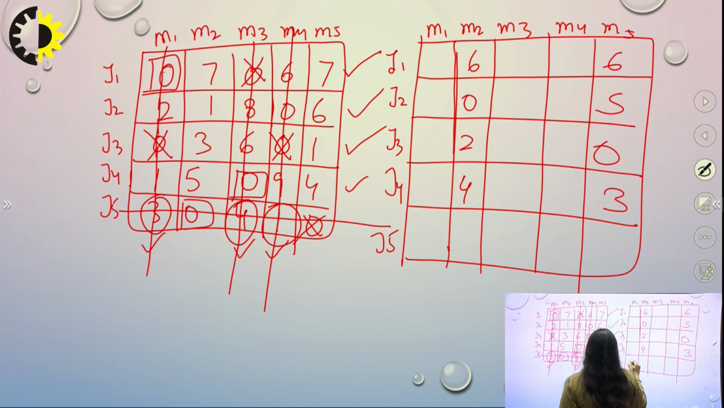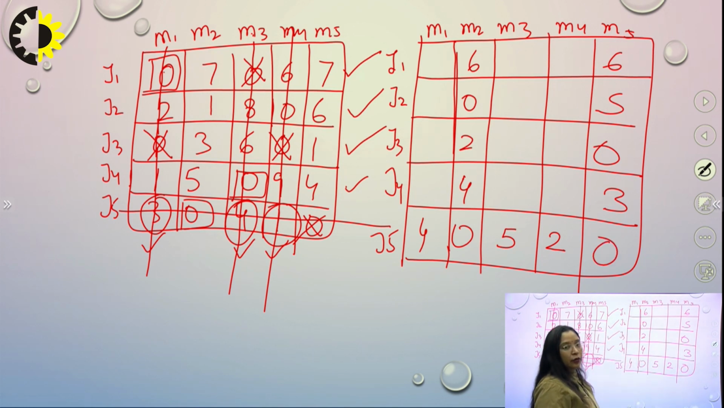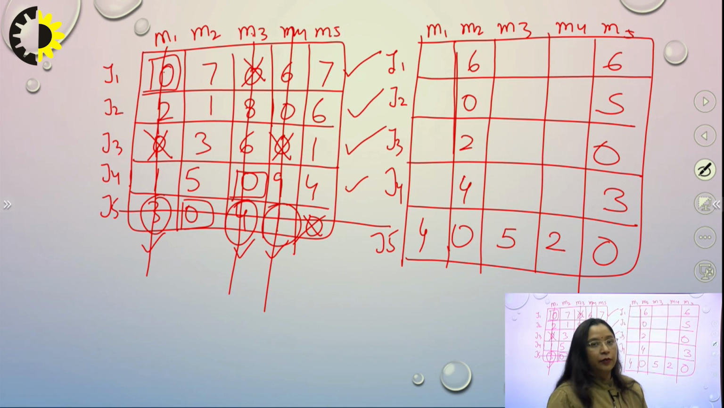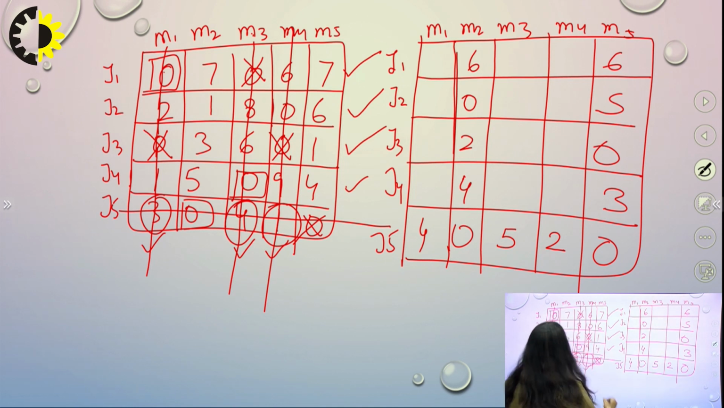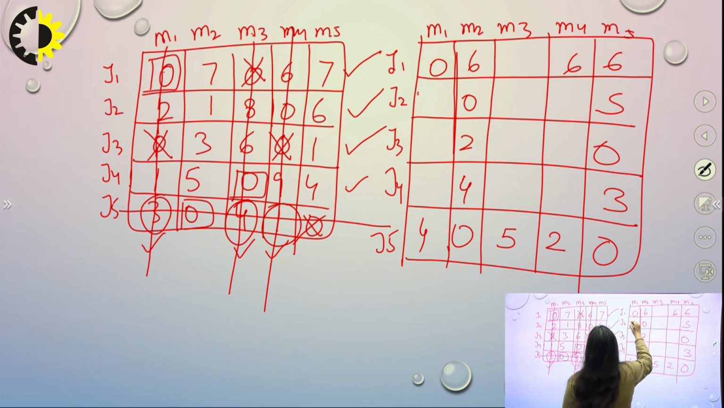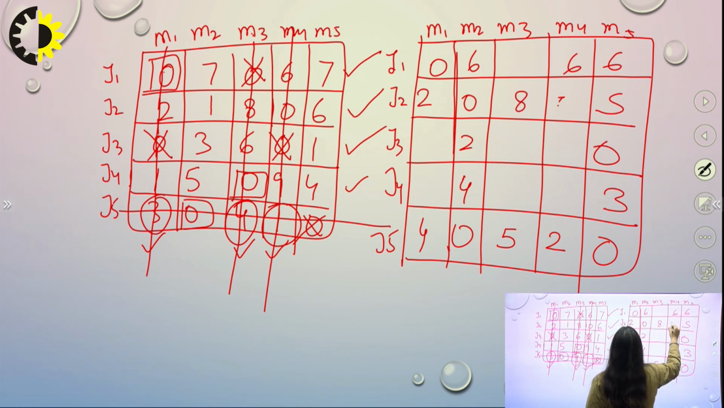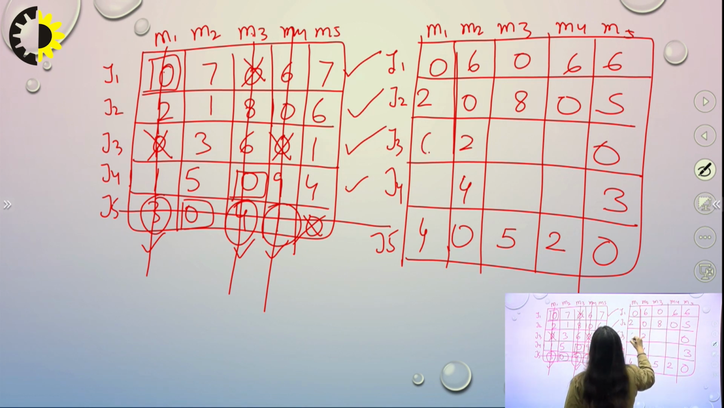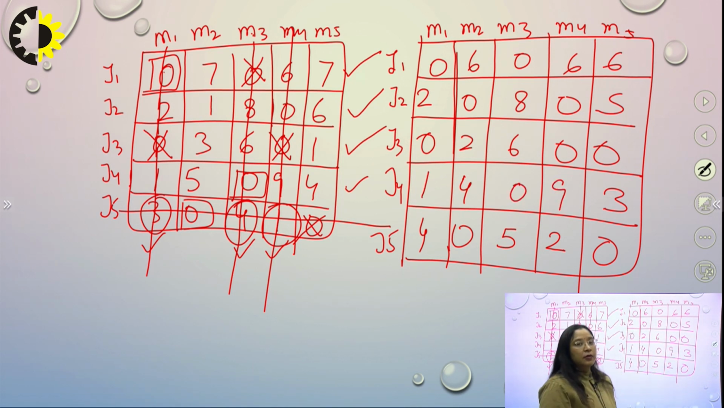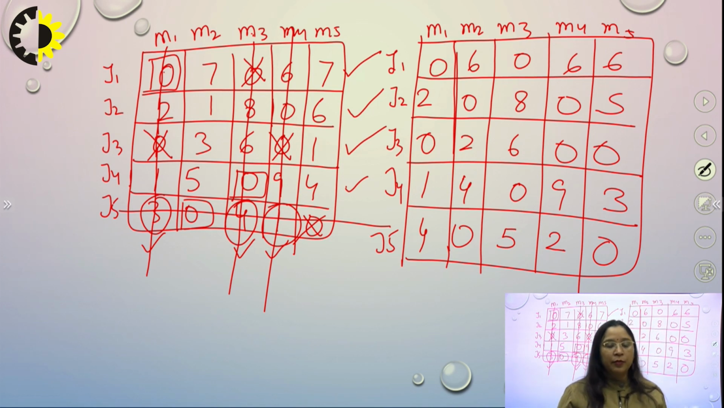Here it will be 4, 5, 2, 0 and 0. Write down the remaining numbers which have nothing we have added or subtracted. That will be 0, 0, 6, 0, 6, 7, 2, 0, 8, 0, 0, 2, 6, 0, 1, 4, 0, 9. So this is the new minimized matrix which we have created with the help of the marking rule.